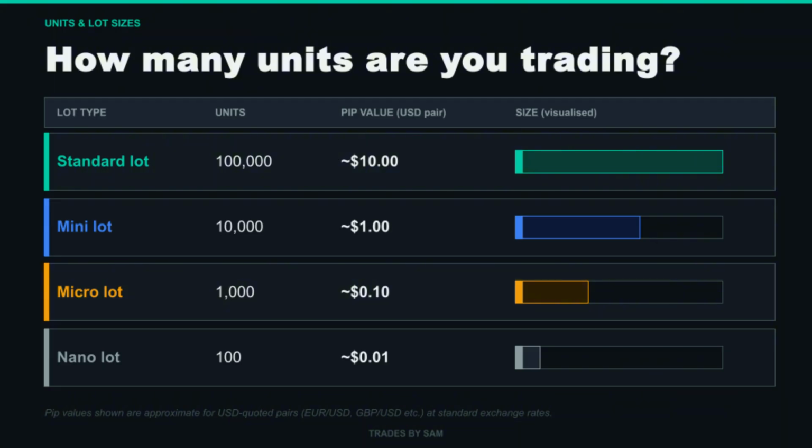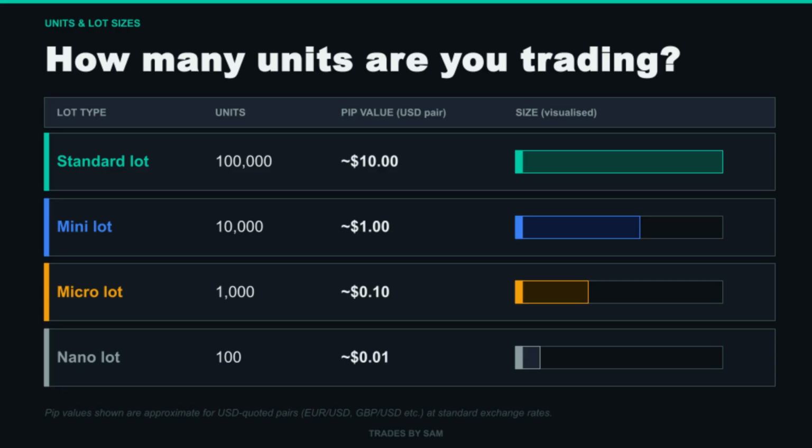Now here's the bit that actually matters to you as a trader. Lot size determines how much each pip is worth in real money terms. On a standard lot of Euro USD, 1 pip is worth approximately $10. So if you buy 1 standard lot and the price moves 20 pips in your favour, you've made $200. If it moves 20 pips against you, you've lost $200. On a mini lot, 1 pip is worth approximately $1. On a micro lot, 1 pip is worth approximately 10 cents.